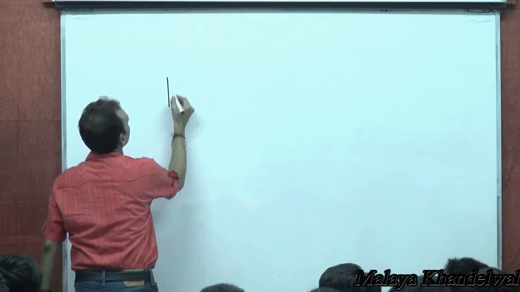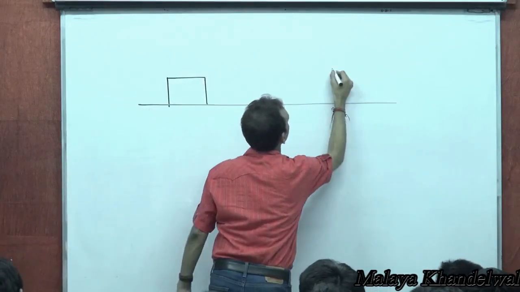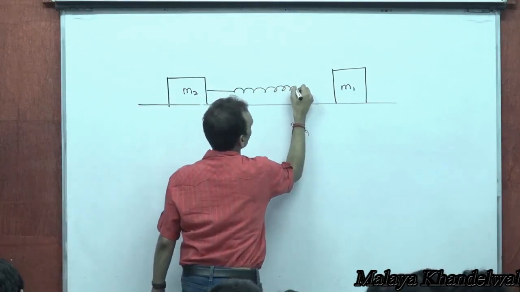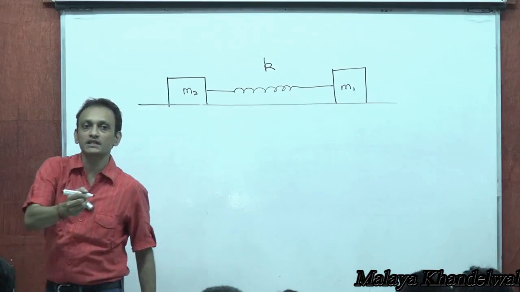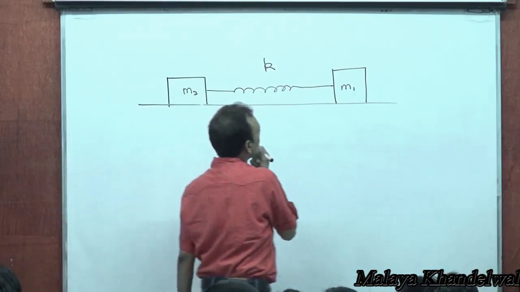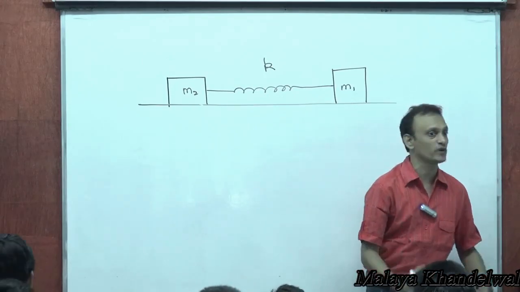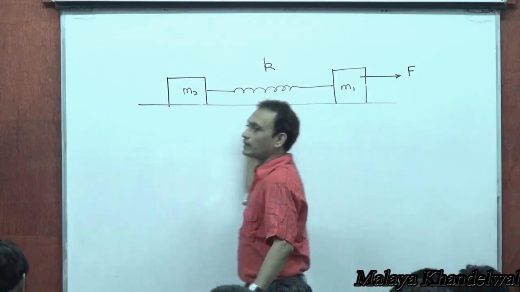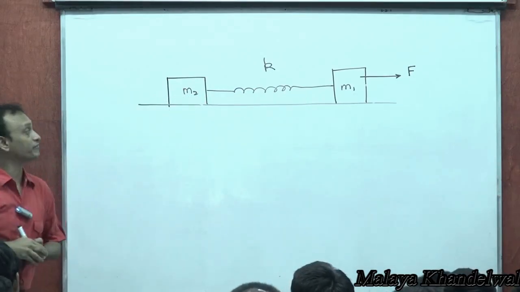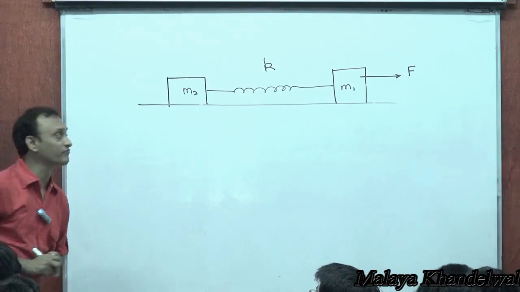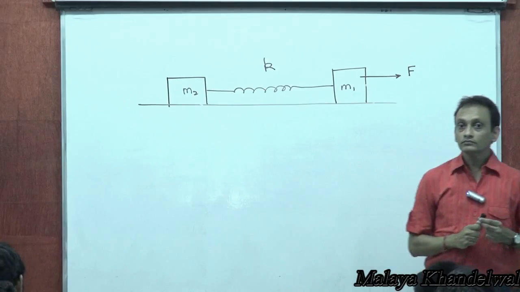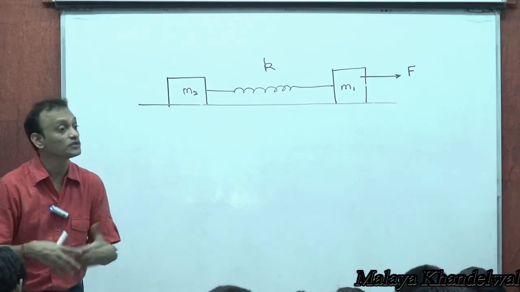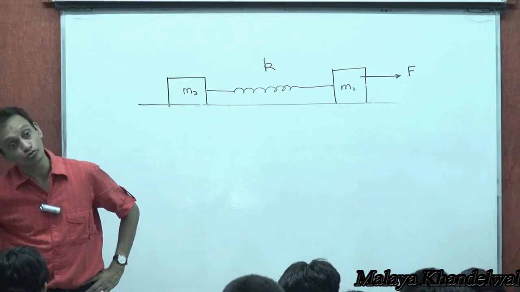Let's say there are two masses, M1 and M2. The spring is in its natural state, and the two masses are at rest initially. And I apply a constant force F on mass M1. I now want to figure out the maximum and minimum elongation in the spring.